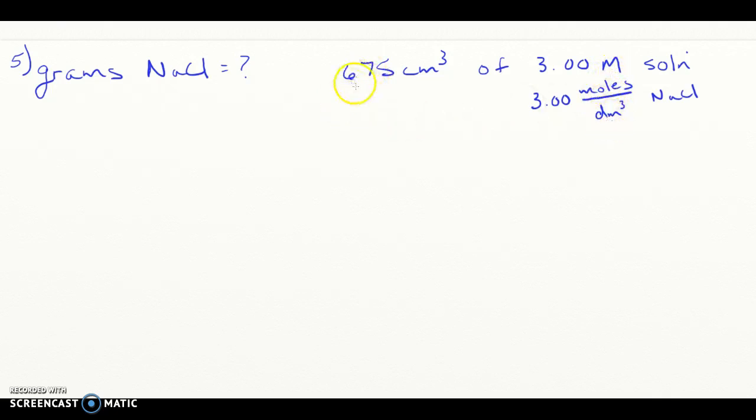And let's change this here because we need decimeters cubed. So I'm going to change this by moving the decimal over 3 spaces to the left, 0.675 decimeters cubed. Remember, that's the shift. Because centimeters to decimeters is 1 shift to the left, but then because of the cube, it's 3 to the left. Okay, so now let's get started.